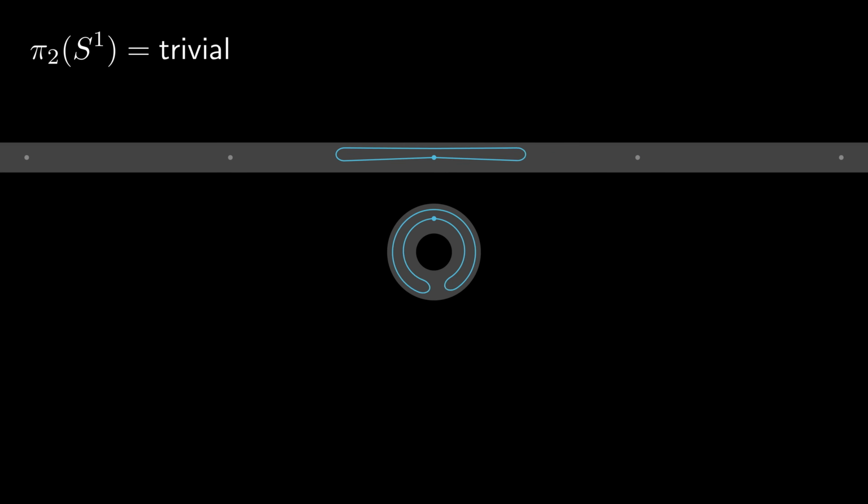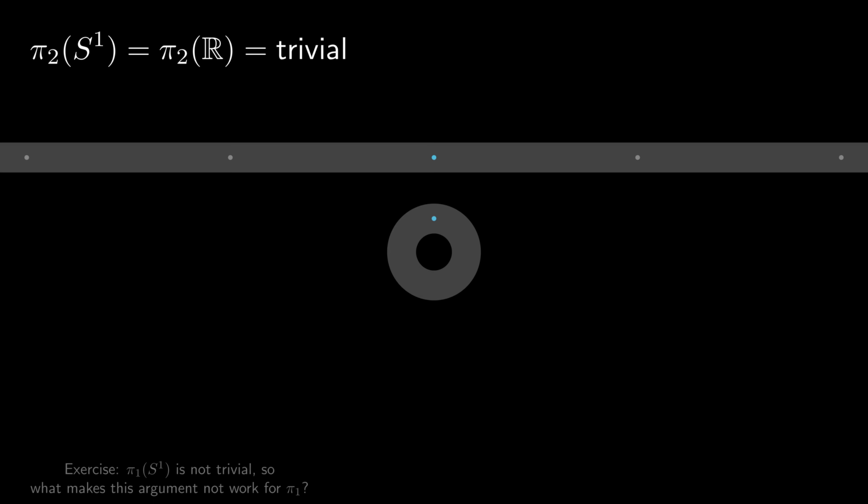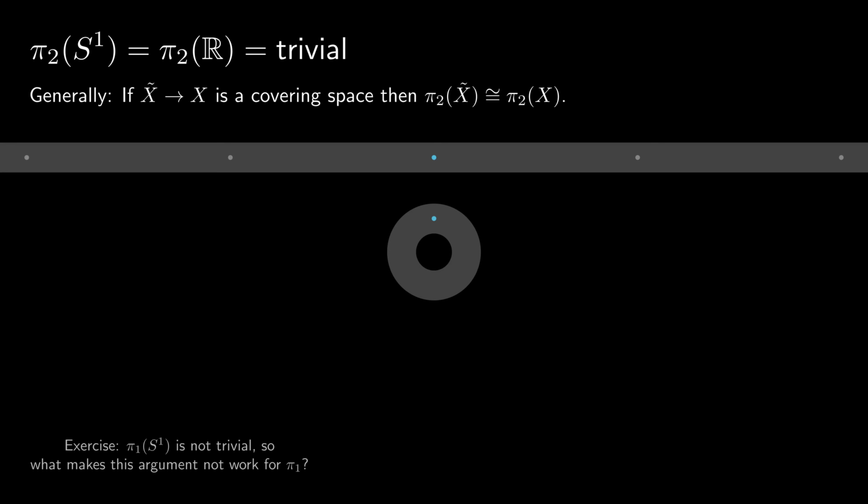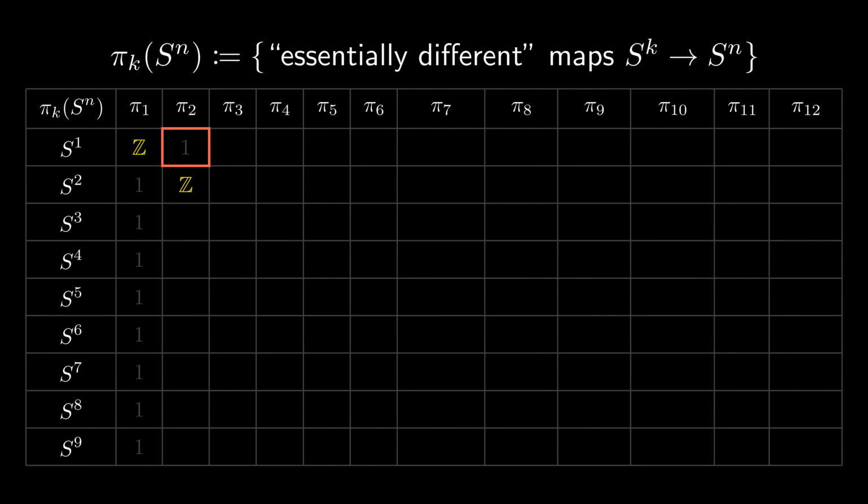So once you buy into this idea of looking at the covering space, it's easier to see how to homotope the loop of loops down to a point. Just uniformly scale things down towards zero in this winding space. So pi2 of a circle is trivial, really because pi2 of the real line is trivial. And the same idea will actually show that taking a covering space always gives you the same homotopy groups, except pi1, which will be different. So pi2 of S1 was trivial, and pi2 of S2 was Z.